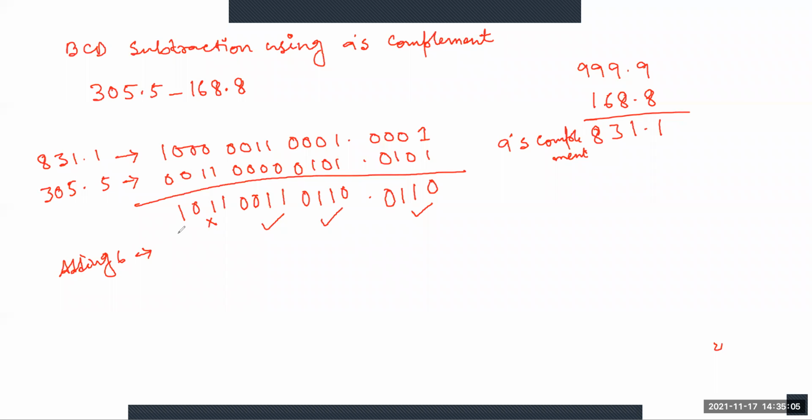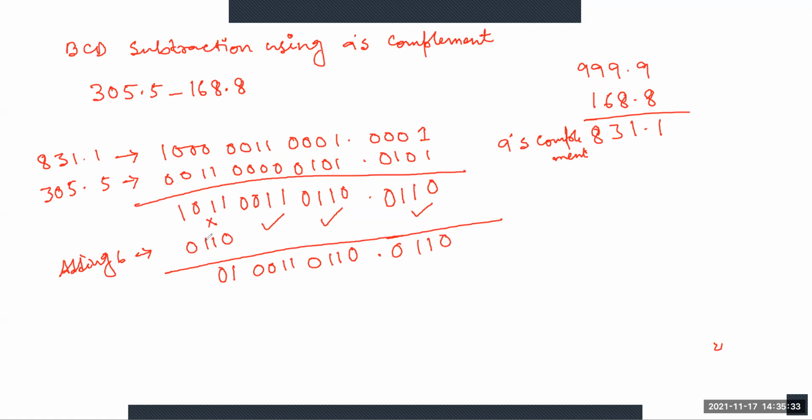Adding 6. So this is 0110, this is 0110, this is 0011, and this is 1 plus 0. 1 plus 0 means 1. 1 plus 1 means 0 carry 1.